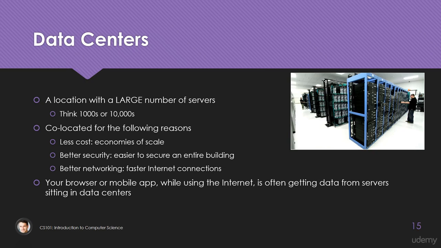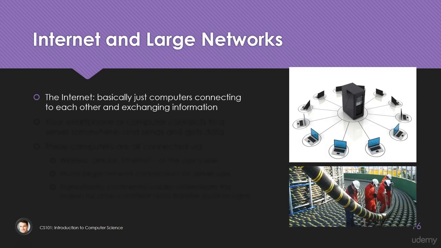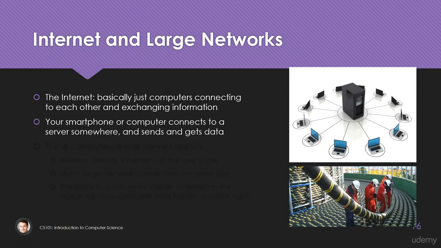and your browser or mobile app, when you're using it to connect to the internet, is often getting data from servers that are sitting in data centers somewhere in the world. And that is the foundation of the internet and large networks. So the internet is basically just computers connecting to each other and exchanging information. And again, when your smartphone is connecting to a server, it's connecting to a server somewhere and getting data.